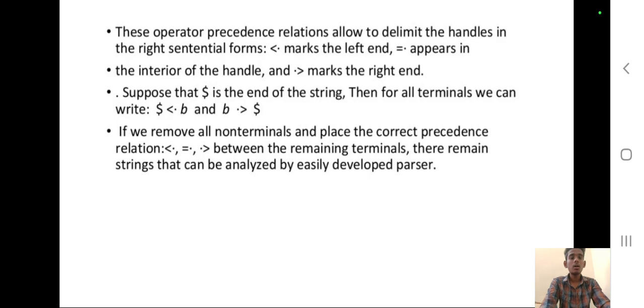If we remove all non-terminals and place the correct precedence relation between the remaining terminals, there remain strings that can be analyzed by an easily developed parser.